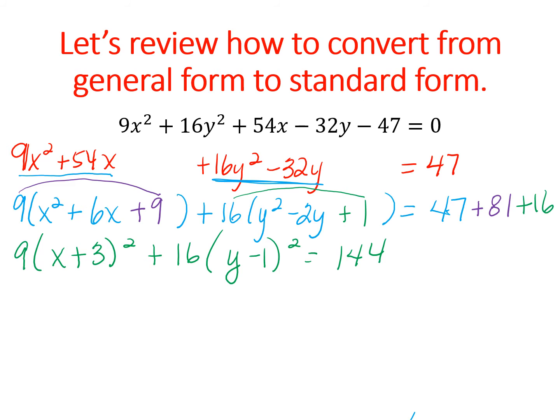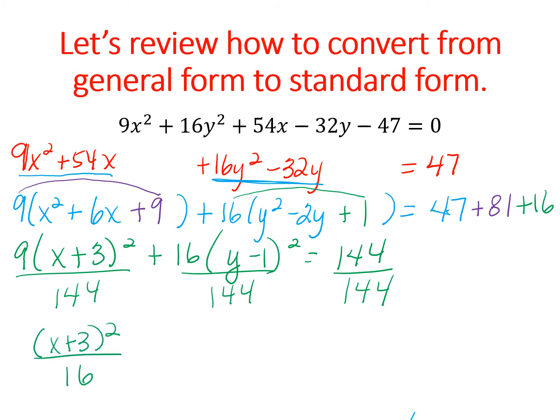But this is still not standard form because remember, an ellipse has to equal the number 1. So we have to divide everything by 144. And so essentially I'm simplifying a fraction. So 9 over 144 simplifies to 1/16. So x plus 3 squared over 16, which means that 16 over 144 would simplify to 1/9. So y minus 1 squared over 9 equals 1.